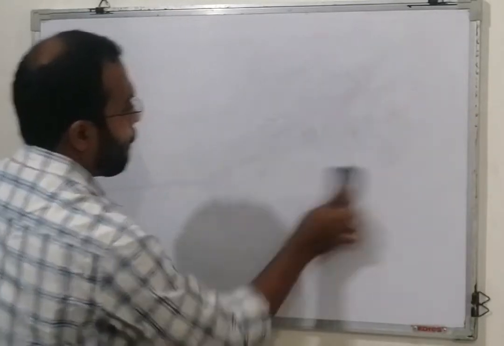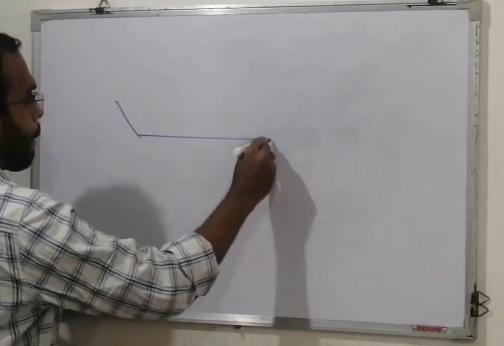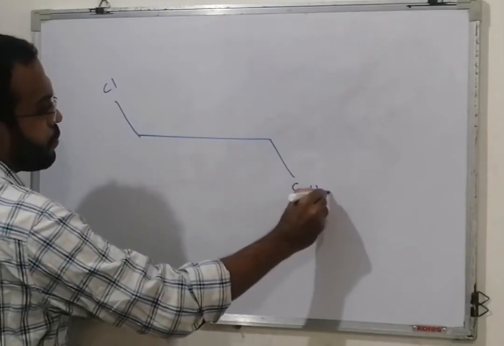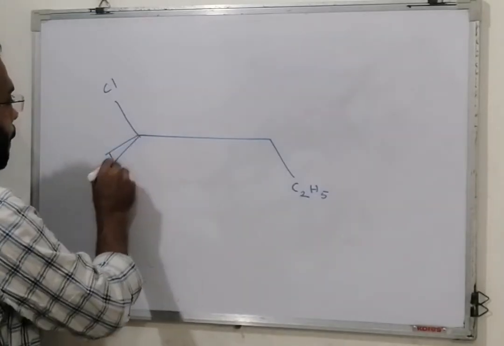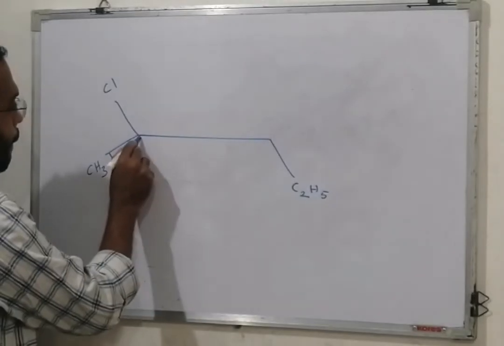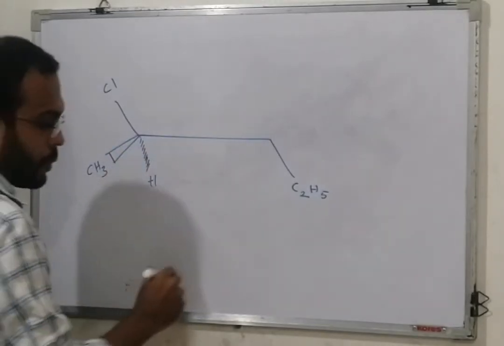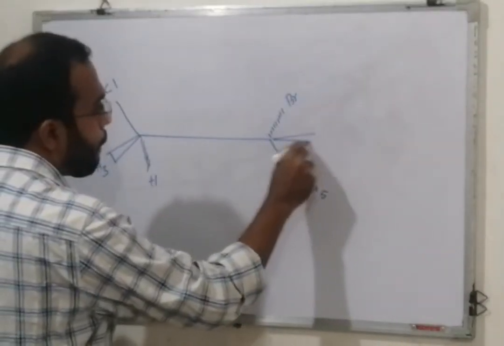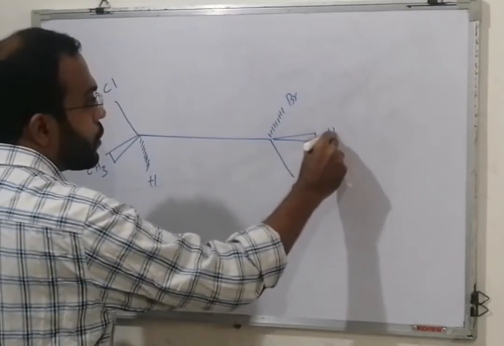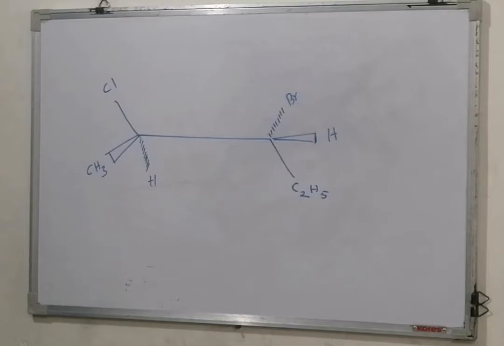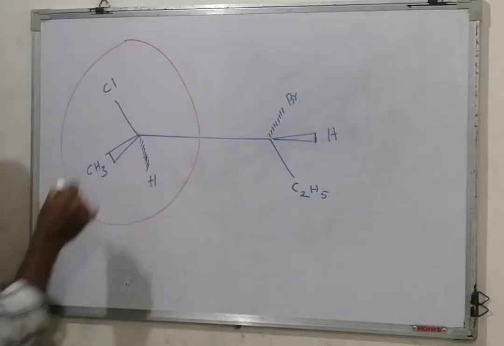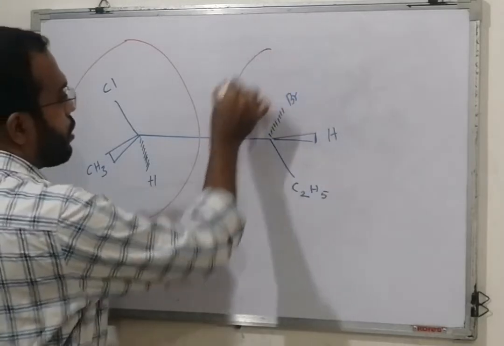Now we can go to another example like this. Suppose a molecule like this, with two chiral centers: Cl, C2H5, CH3, H, Br, H. Imagine this is one chiral center, and this is another chiral center. First, we can discuss this one.